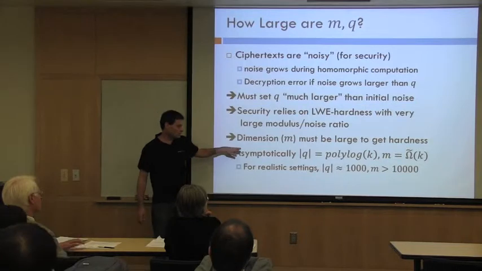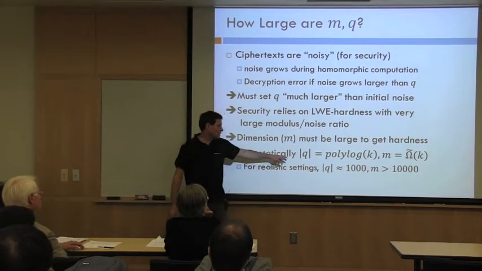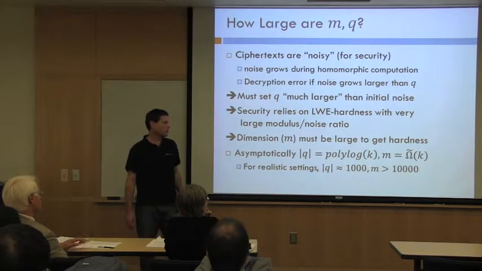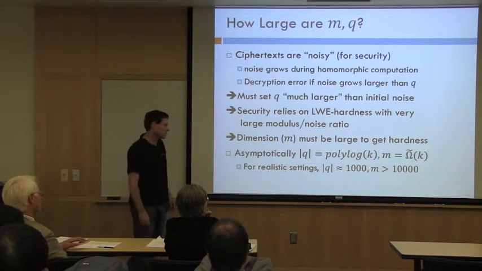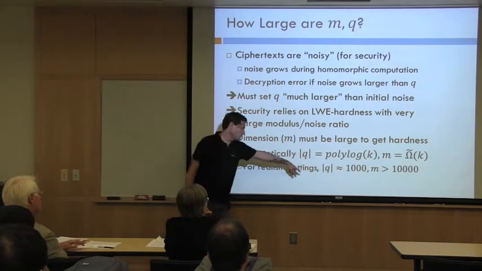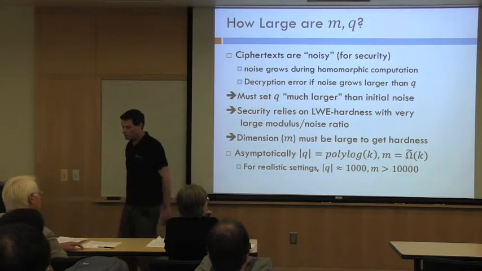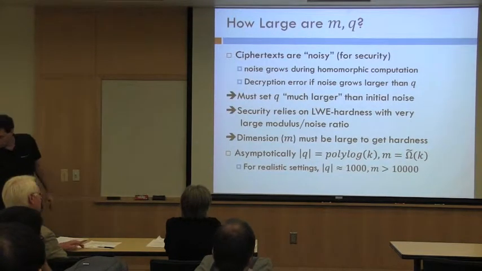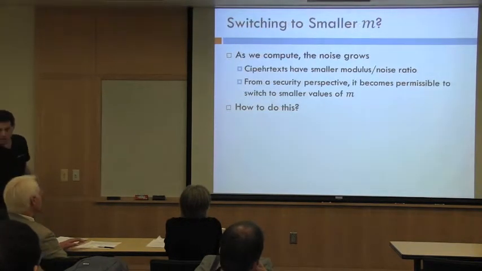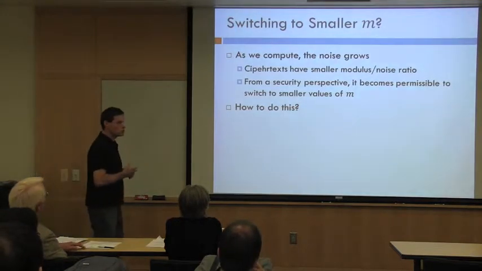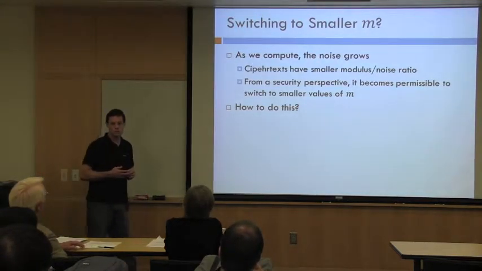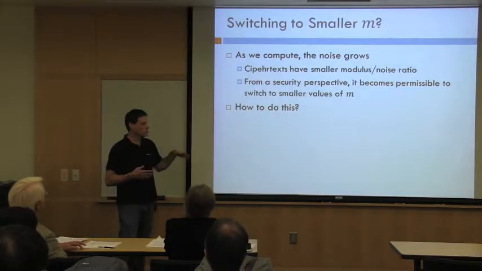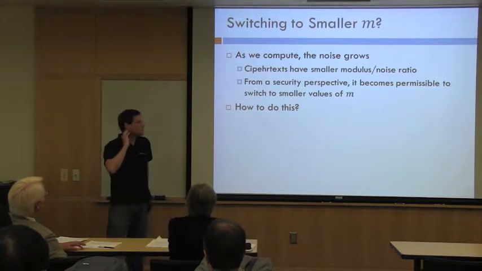And asymptotically, the best that we can get is that the number of bits in Q is polylogarithmic in our security parameter, and M is quasi-linear in the security parameter. And for a realistic setting, you can think of Q as having 1,000 bits, and M, the dimension, being 10,000. And that's large. This is the main source of inefficiency in this computation, because you need to work with relatively large numbers, 1,000 bits or a few hundred bits, but mostly higher dimension.